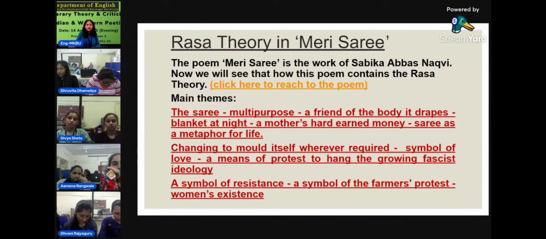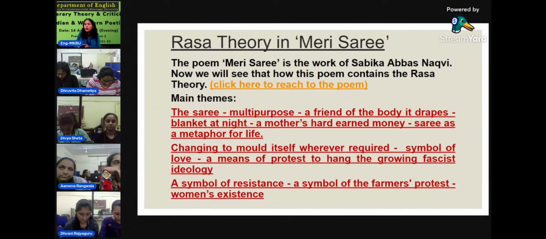The main theme depends on the sari, which in Hindi is vastra. She is talking about the sari, but the integral purpose of this poem, I can find, is women, and woman is the central part of this poem. Here I point out how she has portrayed the whole poem at multi-purpose.